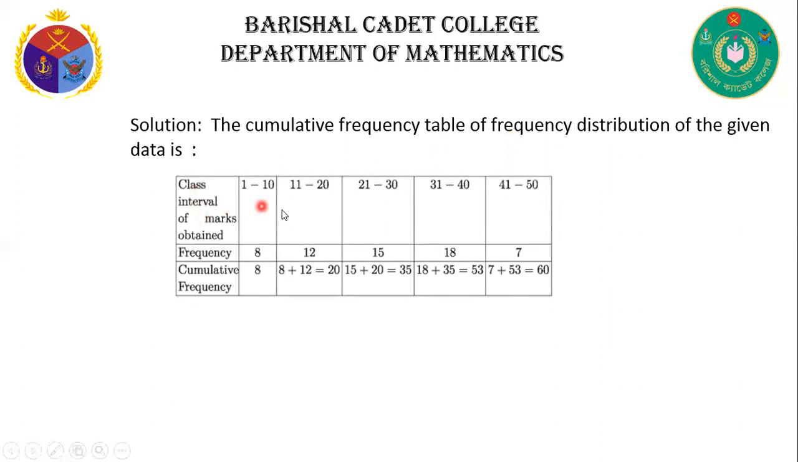The cumulative frequency distribution table is given here, with the class interval and the frequency. We know cumulative frequency means the sum of the frequencies. The first term remains the same, 8, then 8 plus 12 is 20, then 20 plus 15 is 35, 35 plus 18 is 53, and 53 plus 7 is 60. This is the cumulative frequency table. Firstly we draw a cumulative frequency distribution table, then we draw an ogive curve.